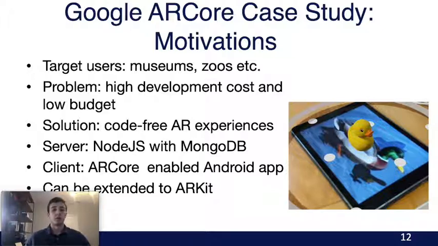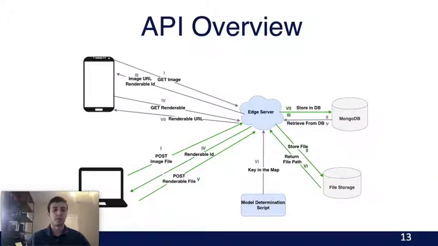Our API was built in Node.js with MongoDB as a database, and our client is an ARCore-enabled Android app. However, this could also be extended to Apple's AR framework, which is ARKit, as it also supports image overlaying with models and runtime loading. The only difference is the file format used by Apple's framework.